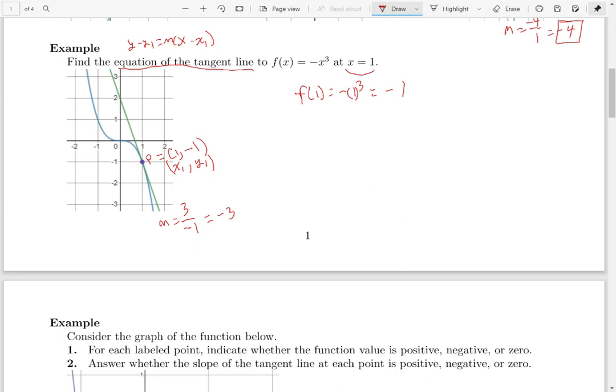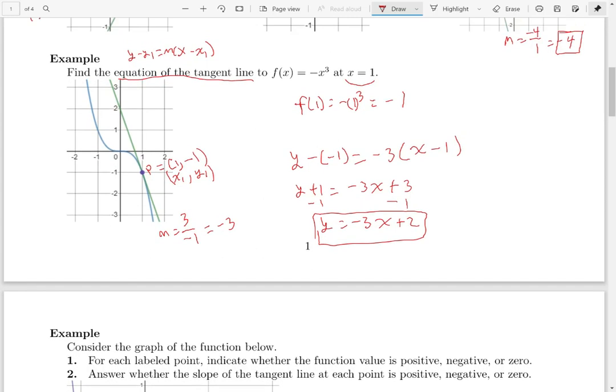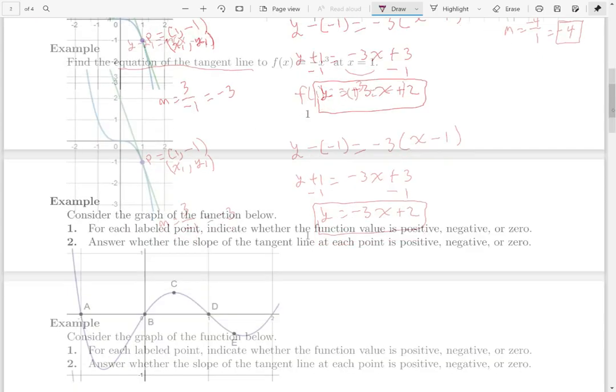Then to find the equation, we just plug it all in. Y minus 1 is equal to negative 3 times x minus 1. That's going to be y plus 1 is equal to negative 3x plus 3. Then solve for y. Minus 1 minus 1. Y is equal to negative 3x plus 2. I'm just used to putting in function notation or y equals notation, and so that's how I'm going to present the answer.